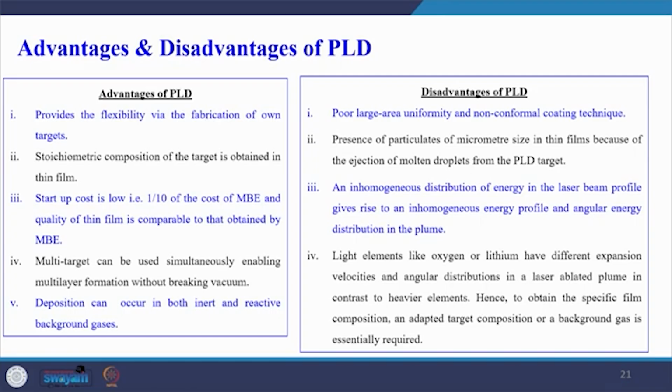But despite these advantages, there are main disadvantages. One is obtaining large area uniform thin films, which is still challenging, but there are certain methods like rastering the substrates, or combinatorial pulsed laser deposition techniques, which people are also using. So maybe in the near future it can be useful for industrial purposes. Sometimes micron size particulates are present in the thin films, which is detrimental to the quality of the thin films.